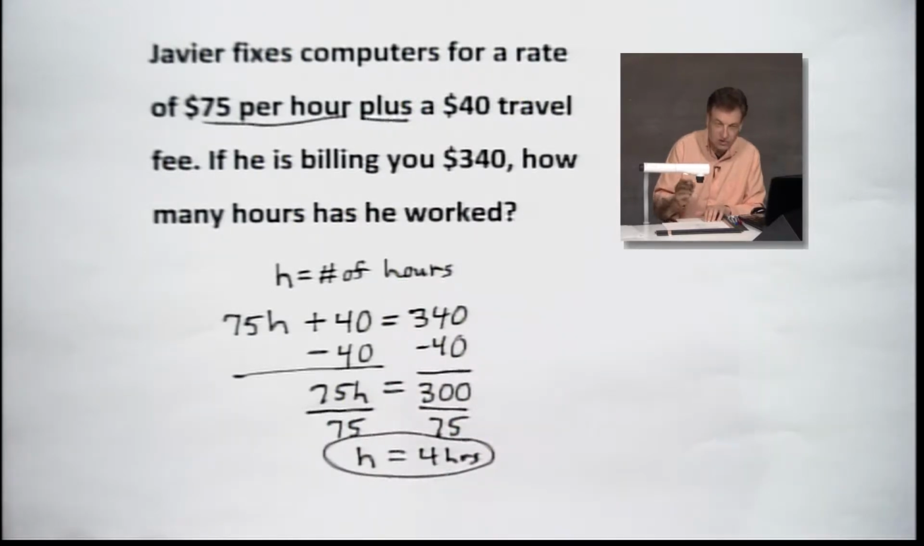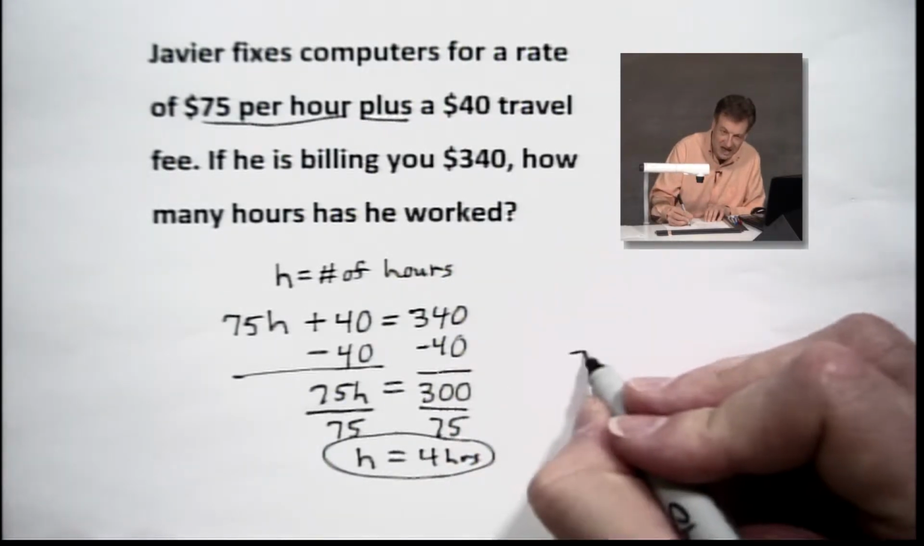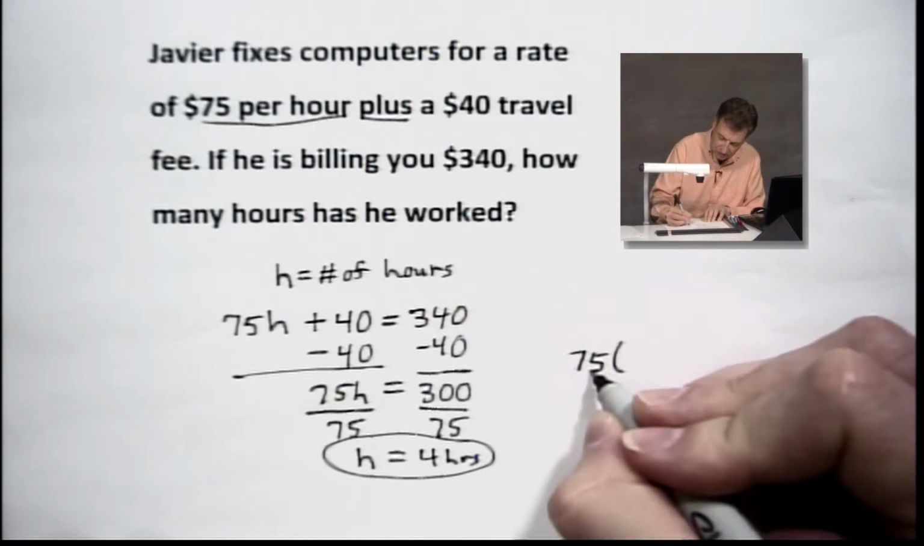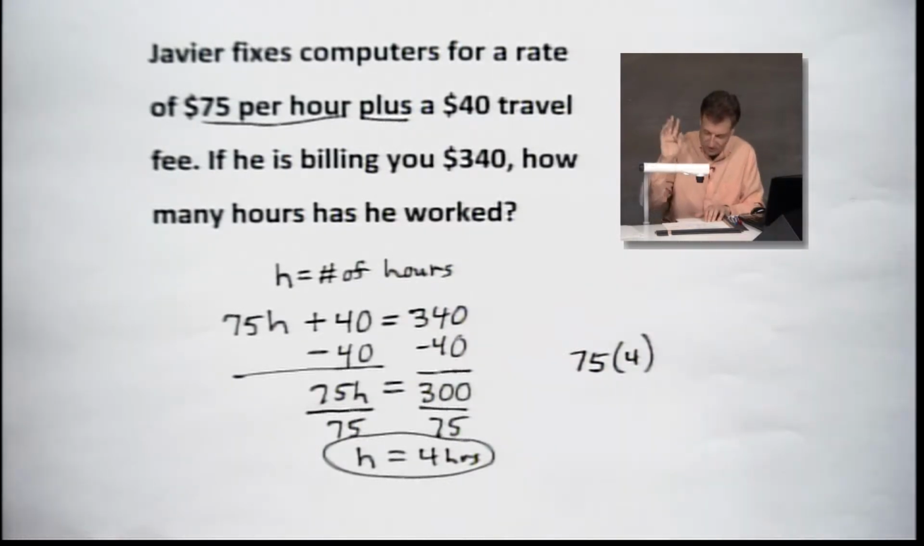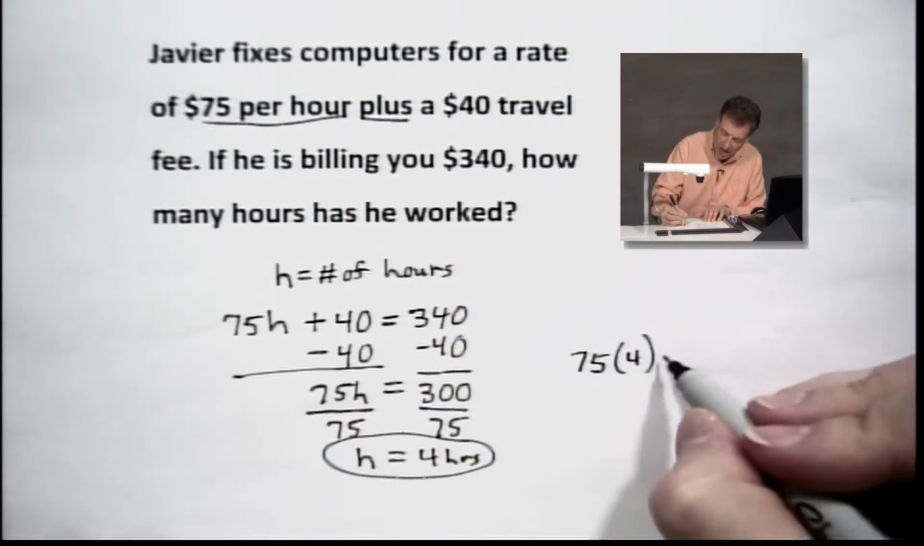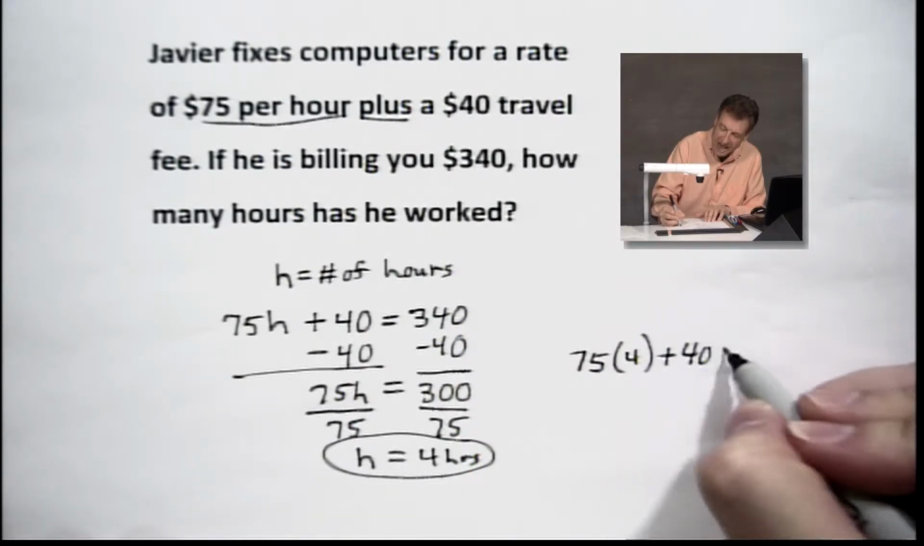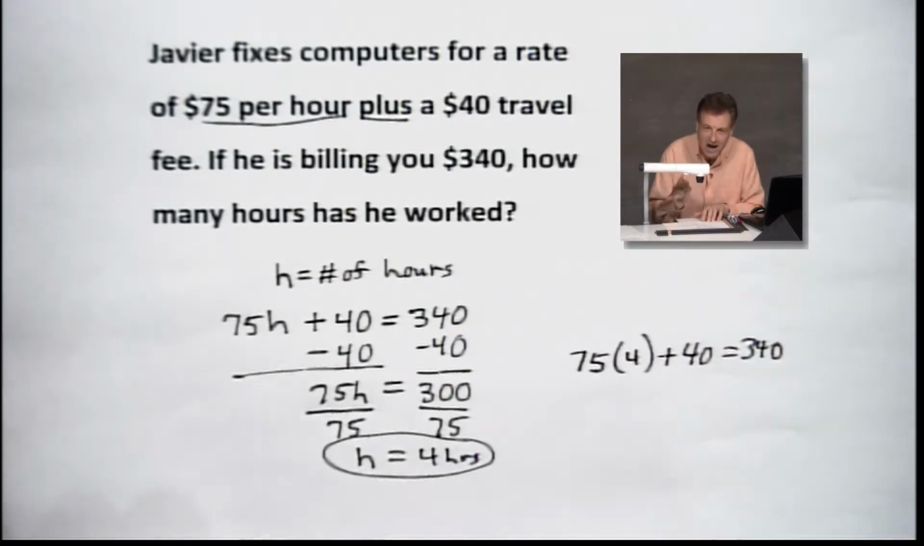Now, proof in the pudding. Does it work? Or proof in the hours here, I guess, would be the cost, or the money. We're going to check the money. How about that? Let's go with it. 75 times, some of you are going, what in the heck is proof in the pudding? That's an old expression. And yes, I'm old. So we're going to take and add 40, and we're going to get 340 out of that, all right? And we're going to say, hopefully we do.